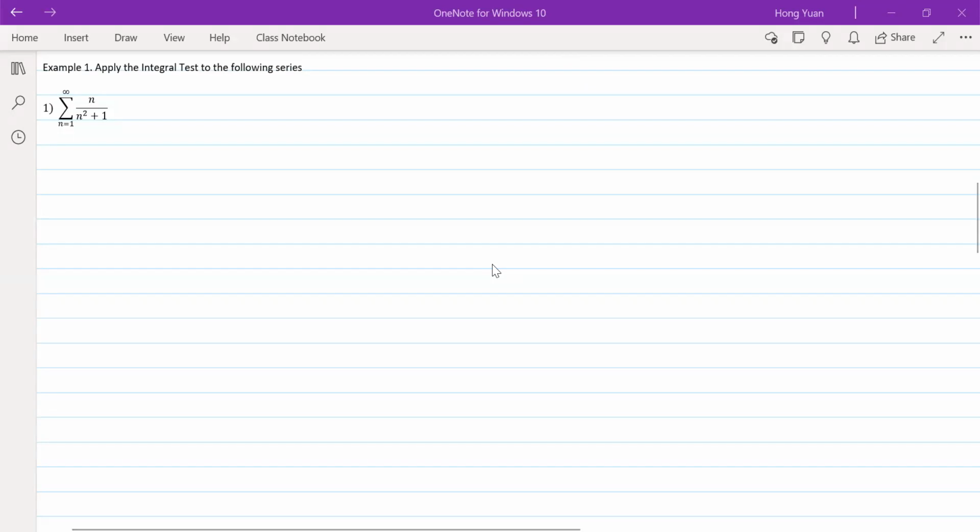Hi everyone, welcome back. We just learned the integral test. So now we want to use the integral test to determine whether a series converges or diverges. Example 1: this series is the sum of n over n squared plus 1, from n equals 1 to infinity.